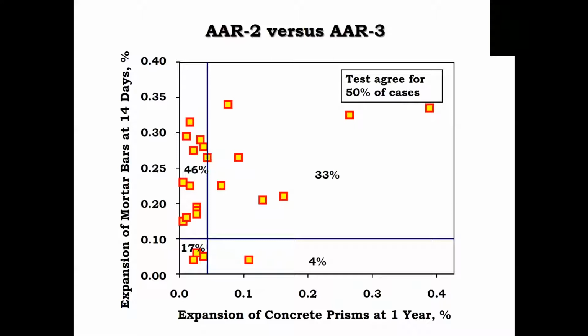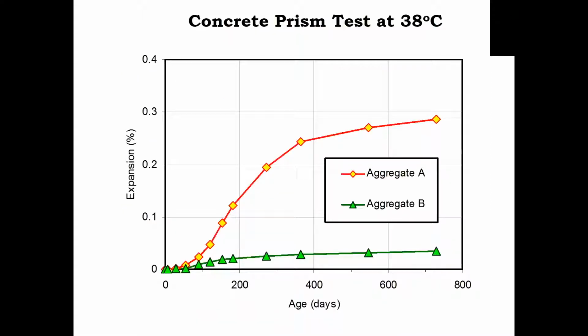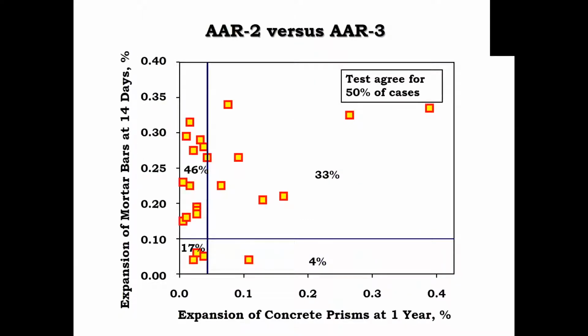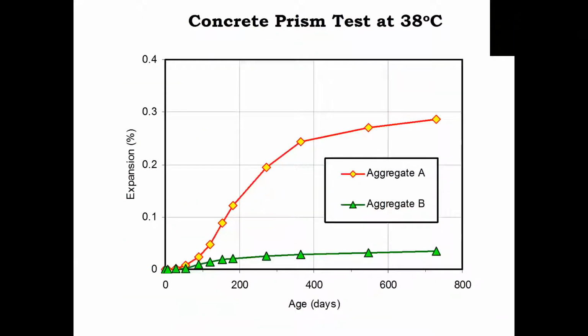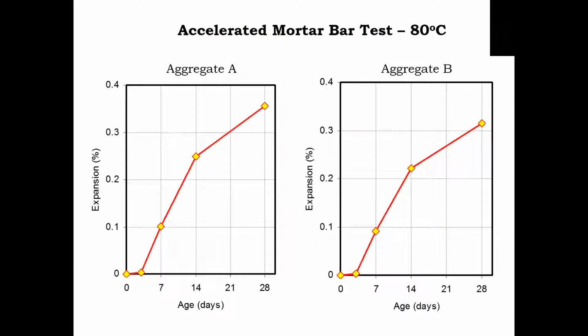So we know there's a good correlation between the concrete test and field performance, but not so with the mortar bar test. We were intrigued by this, and we looked at some of those aggregates that failed the mortar bar test but passed the concrete test. I'm going to illustrate this to begin with with just two aggregates: aggregate A, which is reactive in concrete, and aggregate B, which is non-reactive in concrete. If we run those in the mortar bar test, they're both reactive. So this highlights the problem.